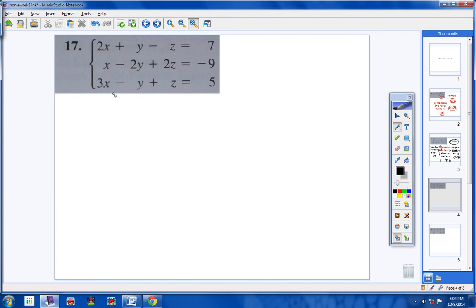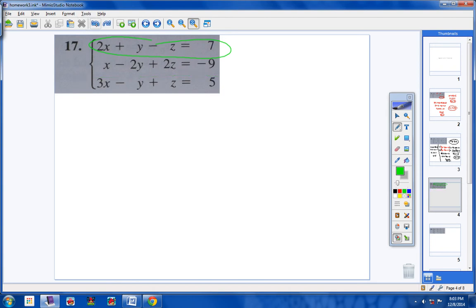Okay, number 17. Well, students, when I look at my variables that I want to get rid of, it looks like my y's are my easiest, or my z's for that matter. I'm going to go with y. So first of all, I'm going to take this top equation here and this bottom equation here, and I'm going to add these together. My y's will cancel out. Well, actually, so will my z's too, for that matter, so it works out pretty well.